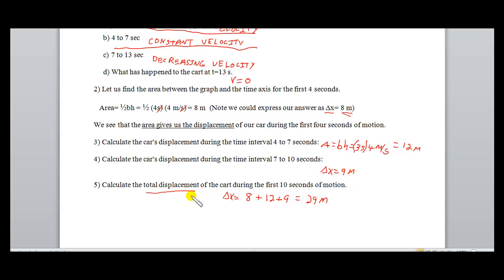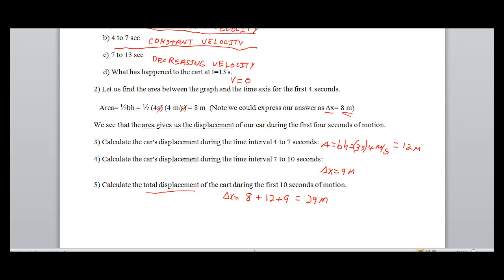Now to get the total displacement of the car during the first 10 seconds of motion, you simply sum up what we found thus far. The first 4 seconds, it was 8 meters. Then the next period of time, the displacement was 12 meters. And then the last portion, it was 9 meters. Add them all up. And let's see if I did my math right. Yeah, it looks like 29 meters.